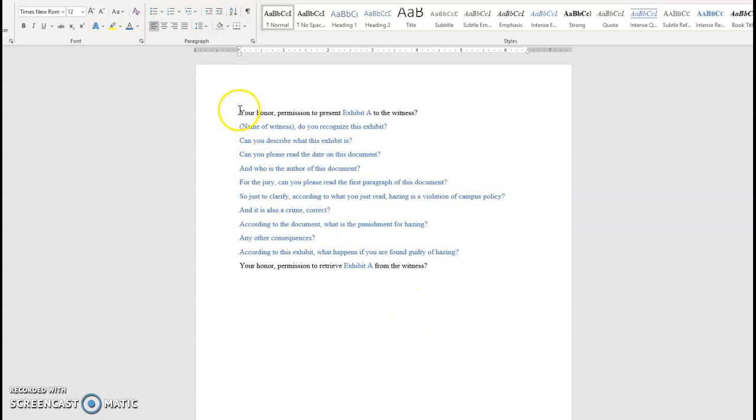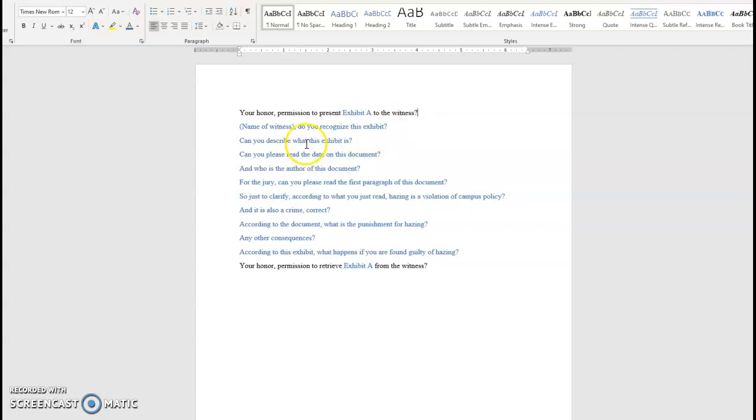The first thing you need to do is ask the judge for permission to show the exhibit. And that would just simply be, Your Honor, permission to present Exhibit A to the witness. The judge, of course, again, if we were acting it out, would ask opposing counsel if there are any objections. They would say no to the judge, and then you would be given permission by the judge to present the exhibit. The first thing you need to do when presenting an exhibit is to establish the fact that the witness on the stand is familiar with what they're looking at.